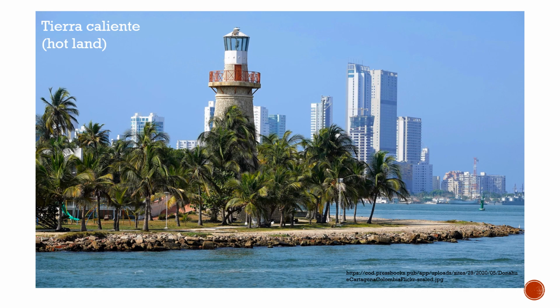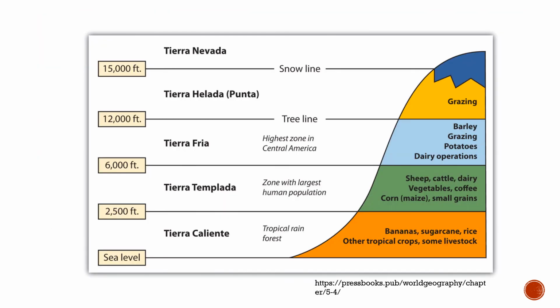So first, looking at the Tierra Caliente. Again, this is the hot land. This is what we think about, especially with the Caribbean islands, so kind of island weather. We have lots of palm trees here, right along the ocean, right by the sea level. So maybe some lighthouses. But as far as agriculture, not a lot. It's a little bit too hot in this area typically.